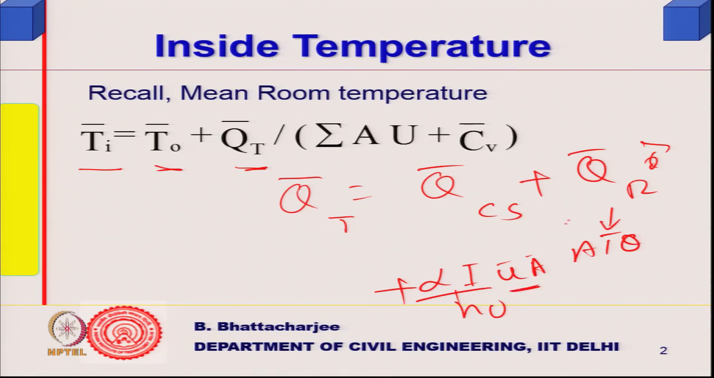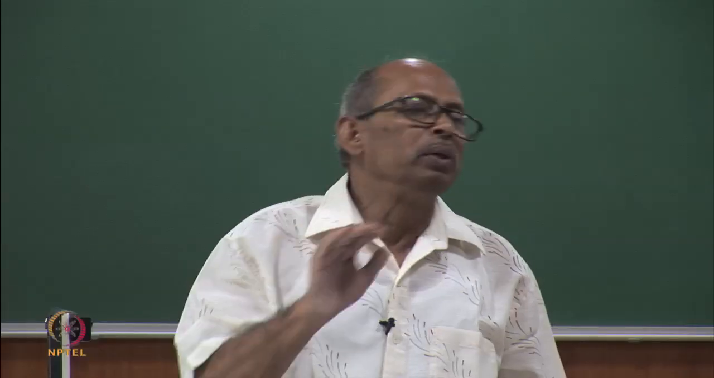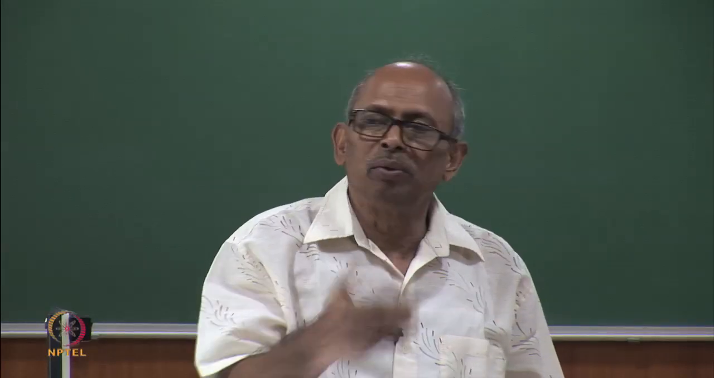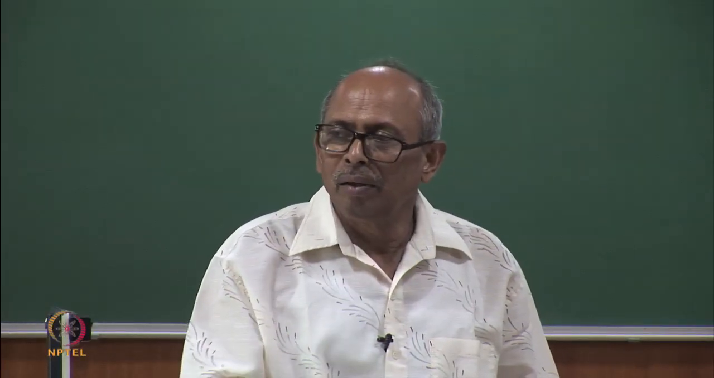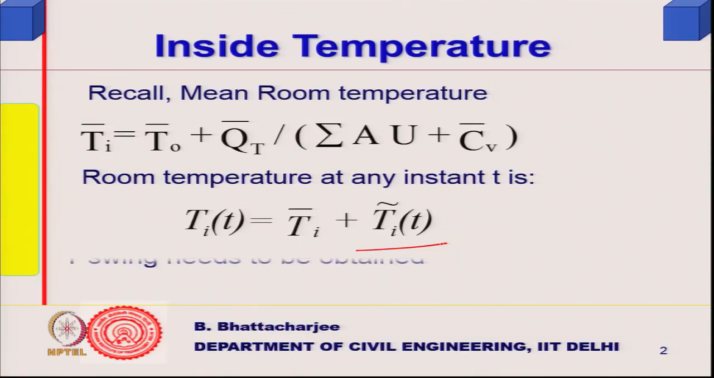So, this is the Q, QT, and AU is the sum of this CV bar. That is what we have found out, that is what we have used just now. So, room temperature at any instant is actually the sum of the mean and the fluctuating component. So far we have found out the mean inside temperature, but we have to find out the fluctuating component also. So, this is the fluctuating component.